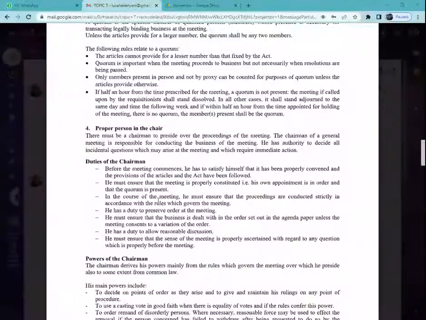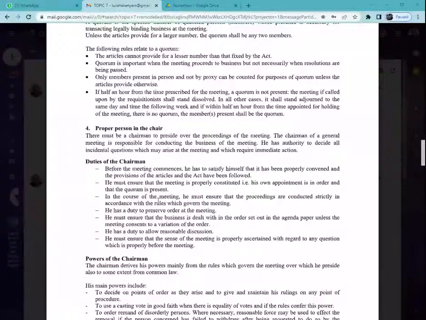Then the next one, he has a duty to preserve order at the meeting. Then he must ensure that the business is dealt with in the order set out in the agenda paper unless the meeting consents to a variation of the order. And then he has a duty to allow reasonable discussion. Then he must ensure that the sense of the meeting is properly ascertained with regard to any question which is properly before the meeting. Those are basically some of the duties of the chairman. It's one of the key essentials of a valid meeting in a company.